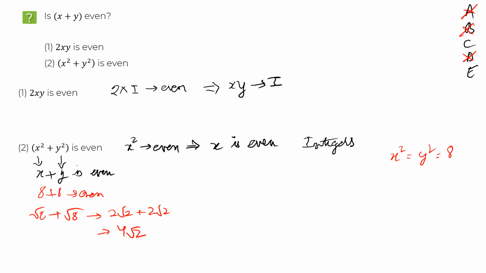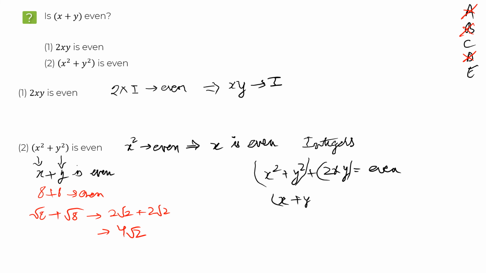Now what about both the statements combined together? Let's look at that too. Let's combine the information in both the statements and see what happens. If I combine the information in both statements, I can write x square plus y square plus 2xy is definitely even, because both of them are even. On further simplification, I can say that x plus y whole square is also even.